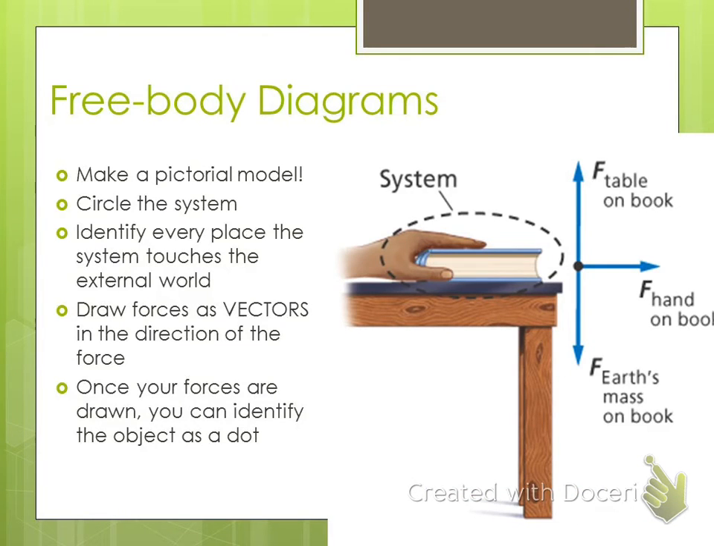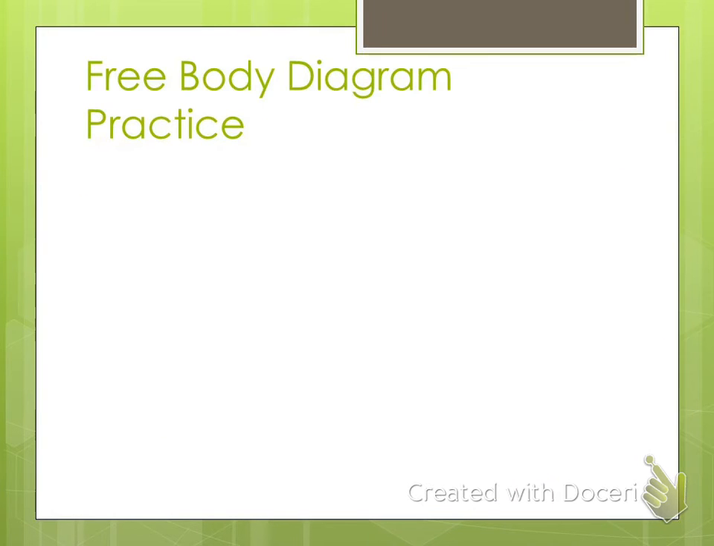So in this diagram right here, we would label Earth's mass on book, and we would relabel that as F sub g. If we were looking at this diagram and labeling it with the forces that we just learned, we would have a normal force, we'd have a gravitational force, and I would rename that force as an applied force. You can label it as force push, force hand, force whatever you want, but I usually label them as applied forces.